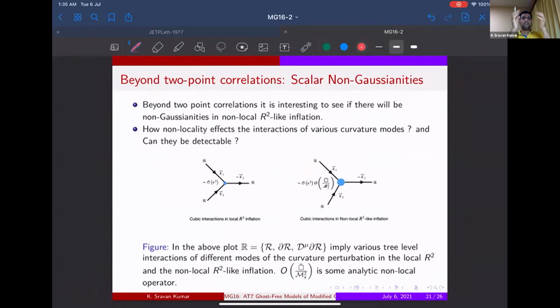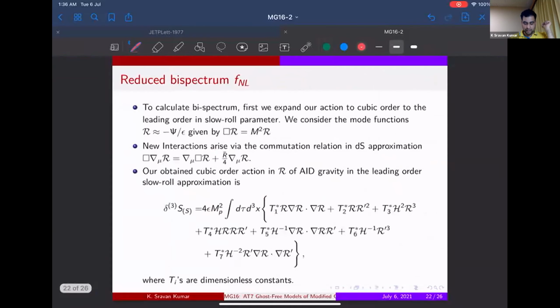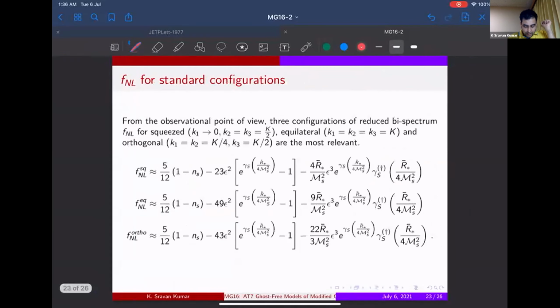This is the key difference between the local theory and the non-local theory. In the local theory, when we take the tree level vertices, the vertex term is always some constant. But in the non-local theory, all the vertex terms will carry some operator of box, which is exactly related to f of box as I presented in the Lagrangian. This additional non-local term will change the 3-point correlations, and this is what we have computed. The key result is that we have f_NL deviated from the local theories.